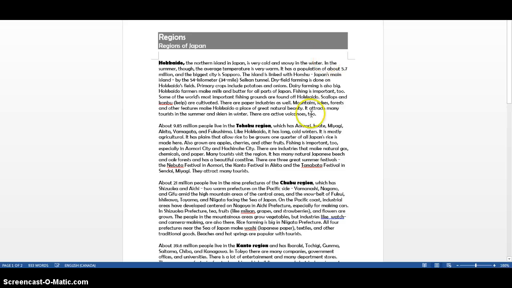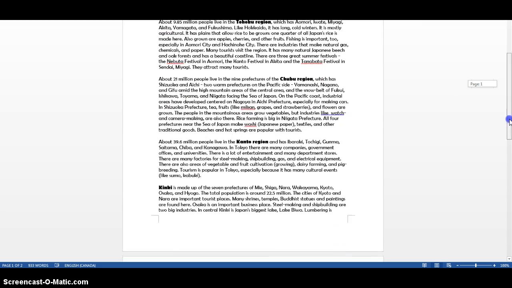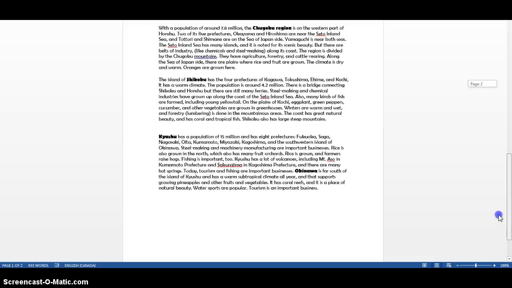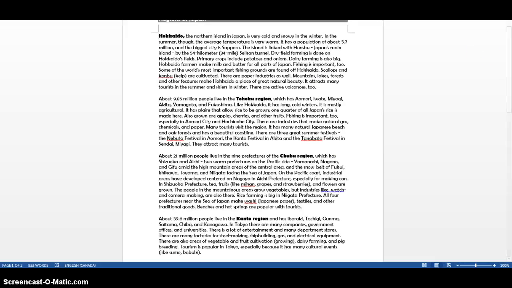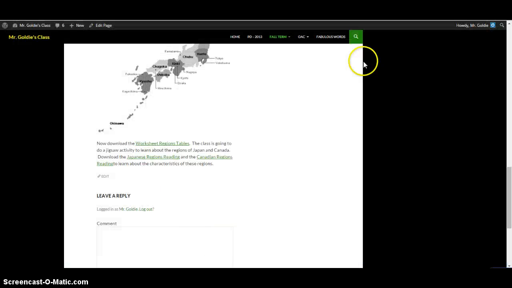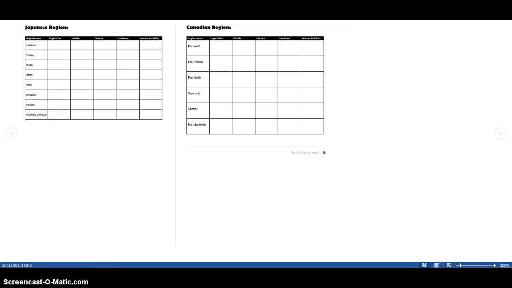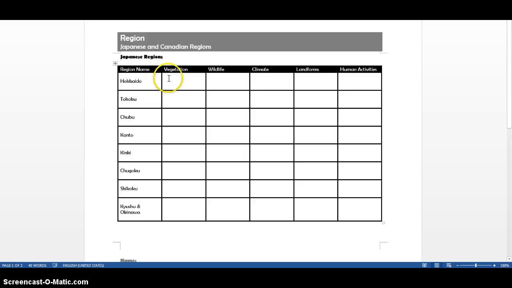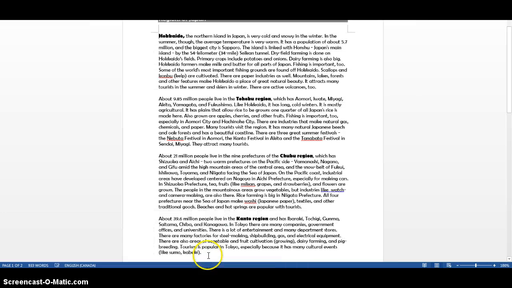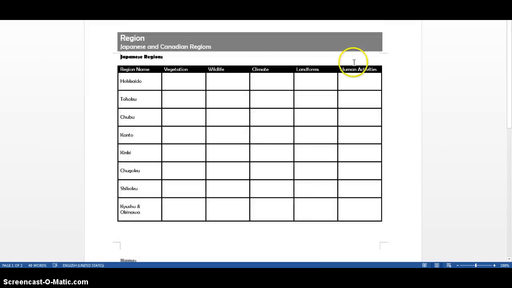And again, I'm going to separate you into pairs so that we're sharing the work here. Okay? Find that information, then put information from that reading onto this table here. Okay, just for Japan. What vegetation about Hokkaido can you find? Wildlife, climate, landforms, human activities for Hokkaido. Okay, so again, you're going to pull that information out of here about Hokkaido. Okay? Include that information on this table.